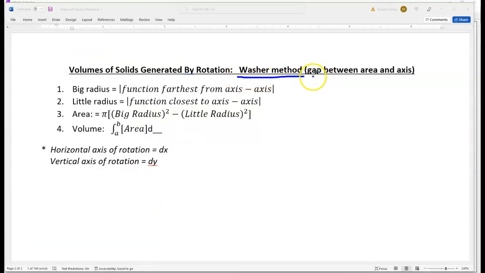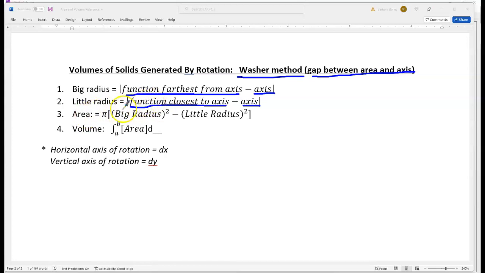The washer method is what you use when there's a gap between your area and the axis of rotation. When you have that, really what you're doing is rotating 2 functions around an axis, and as a result, you get 2 radiuses, a big radius and a little radius. The big radius can be found by subtracting the function that's farthest away from the axis and the axis itself. And the little radius can be found by subtracting the function closest to the axis from the axis itself. And once again, axis could come first and then the function, or vice versa. It just depends on which one is on the top or bottom or left or right if you're doing it with respect to y or x.